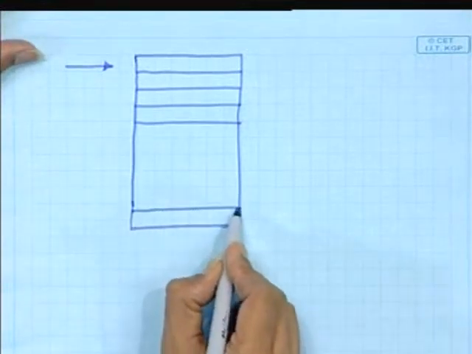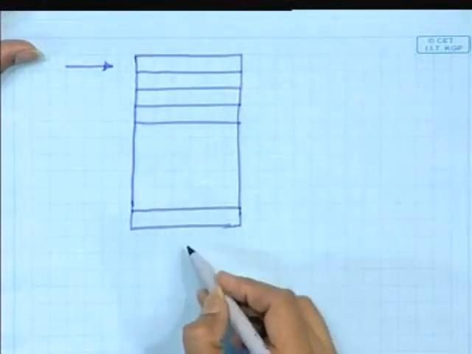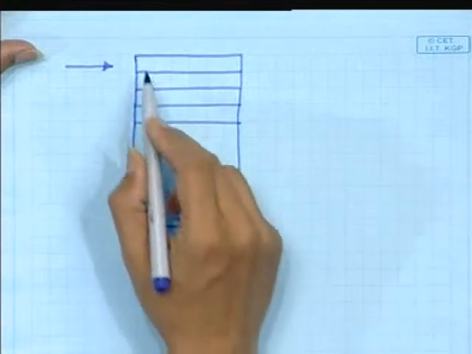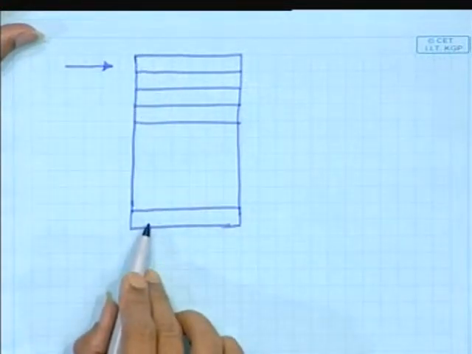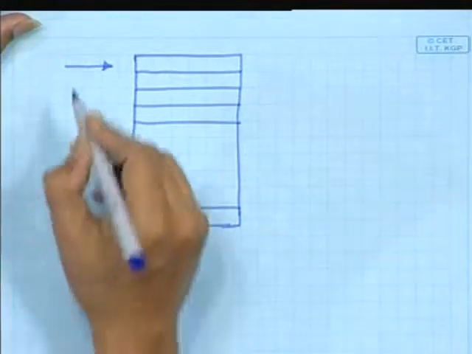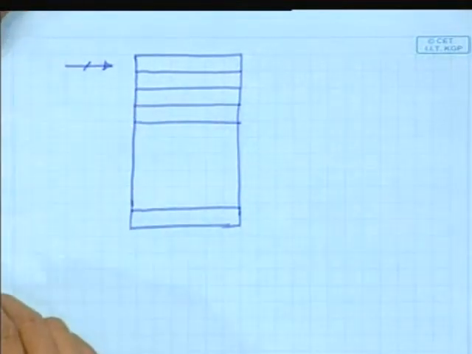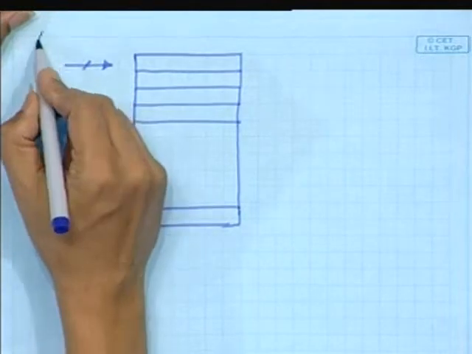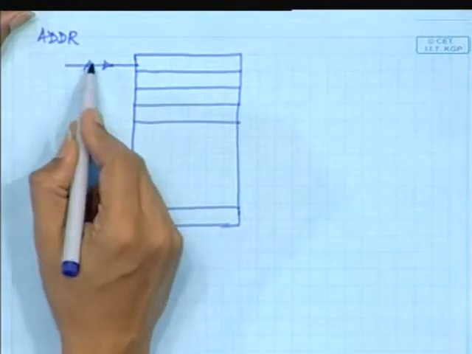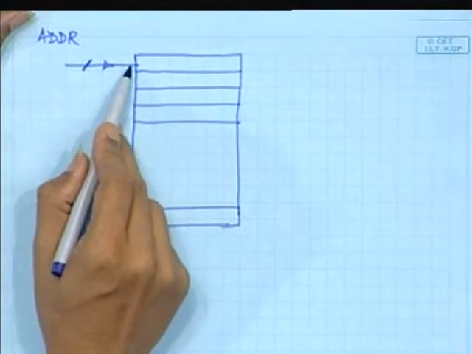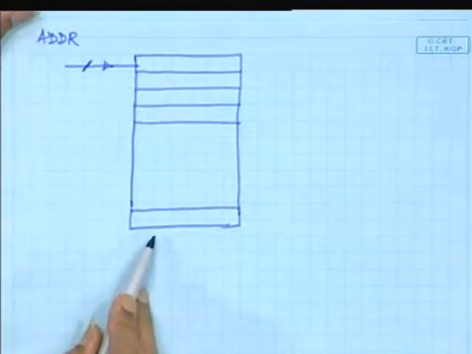Suppose there are 256 such lines, then how many unique addresses should I have to identify those 256? So, in how many bits can I encode? 8 bits. Okay. So, I will call those lines the address lines, which are carrying 8 conductors having information about the lines.